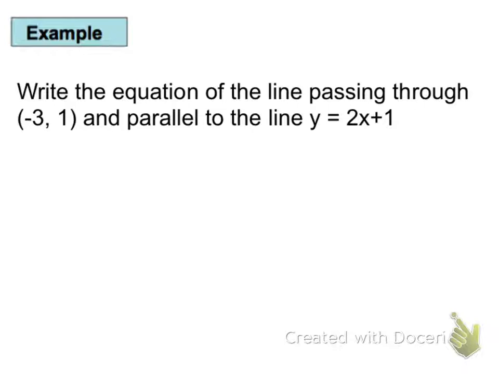I want to write the equation of a line passing through this given point, and I want it to be parallel to y equals 2x plus 1. Since it's parallel to y equals 2x plus 1, I know I want its slope to be 2 because it's the same as this line here, and I want it to have that point there. Now, remember I told you that we would find a use for point-slope form? Here is a perfect example.